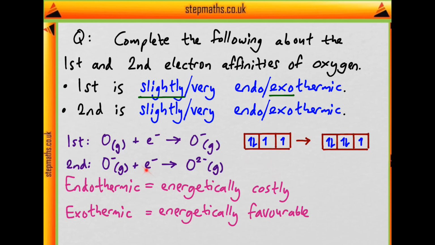And secondly, what about this second electron affinity? Well, we're adding an electron to something that's already negative. We know that we're going to have to put in a lot of energy for these two to come together, and so it's going to be endothermic. And because they have the same charge, we know this is very unfavourable. They're going to be very endothermic. So this is our final answer. We've completed both statements, and this corresponds to A on the question paper.